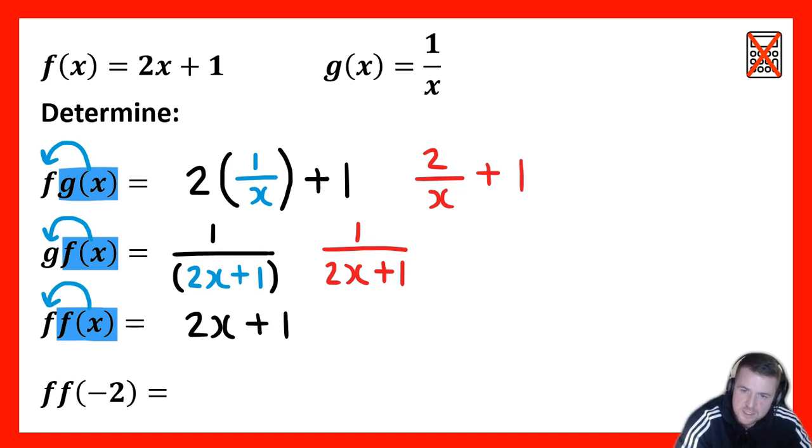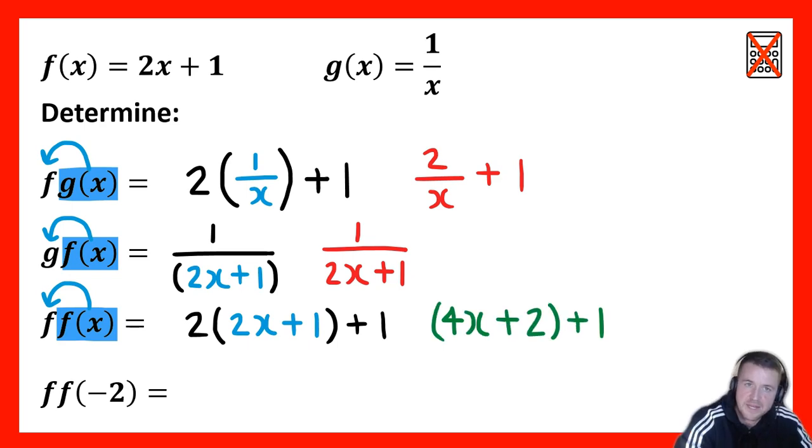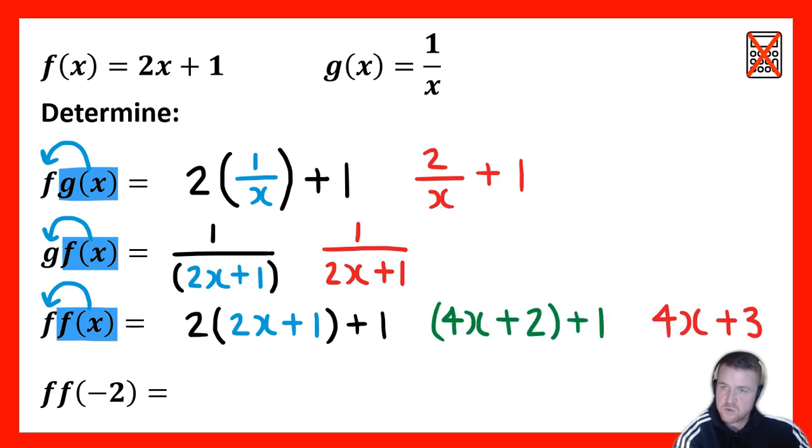So I have 2x plus 1, and I'm replacing x for 2x plus 1, giving me 2 lots of 2x plus 1 plus 1. I will be able to expand and simplify by collecting like terms, so I must do that. Expanding the single bracket, 4x plus 2, adding 1, gives me a final simplified answer of 4x plus 3.